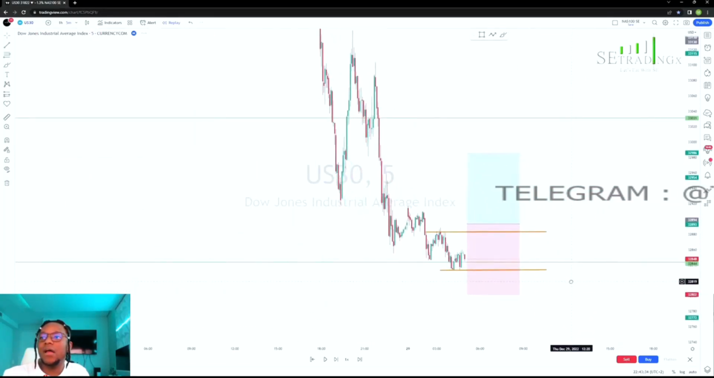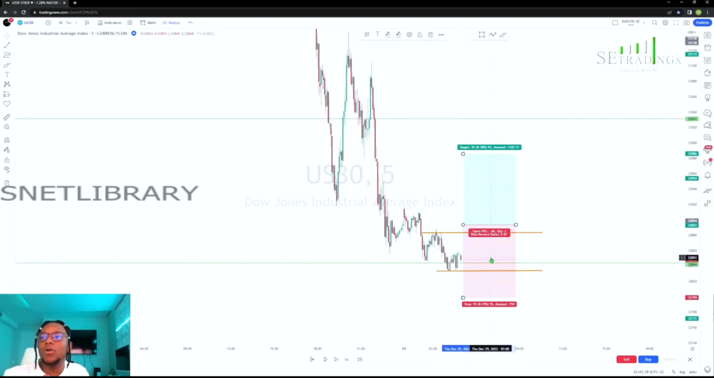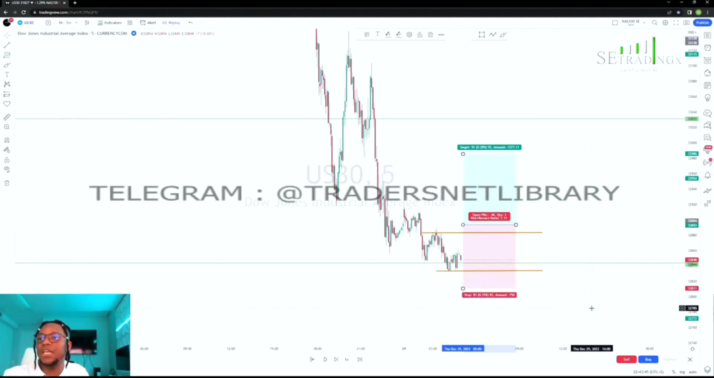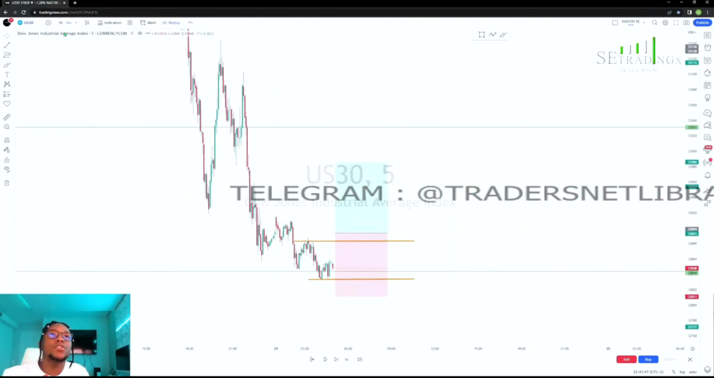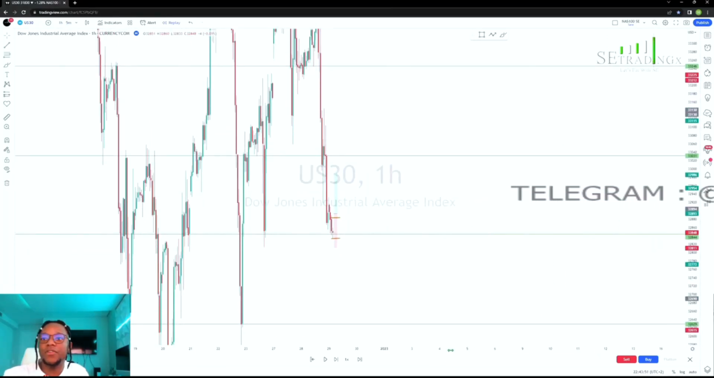Now again, with the SLs, you guys know, always give them some breathing room below your area of support, or above your area of resistance if you're taking a short. But of course, let's go to a higher time frame, get a better look at this, and make sure we are risking correctly.